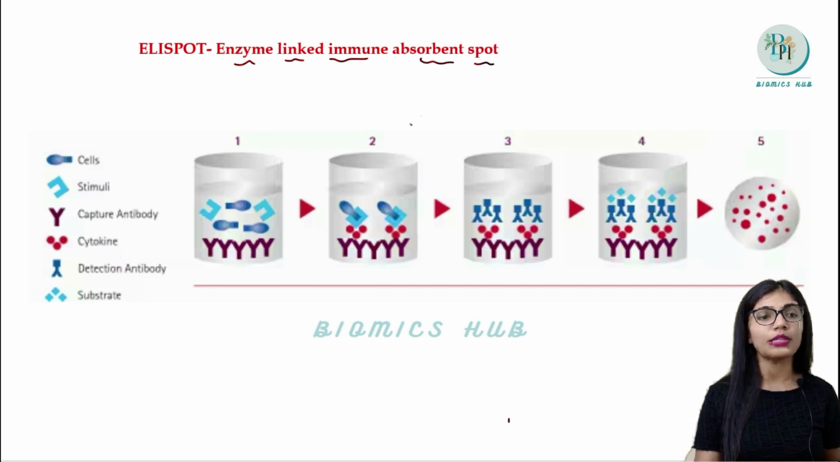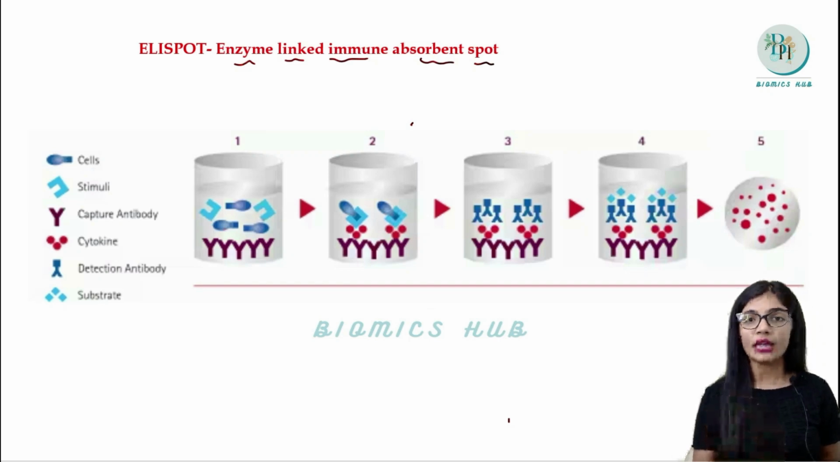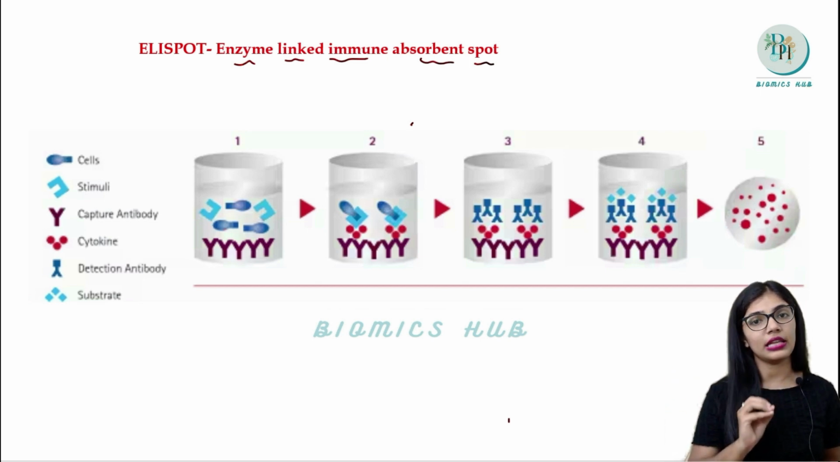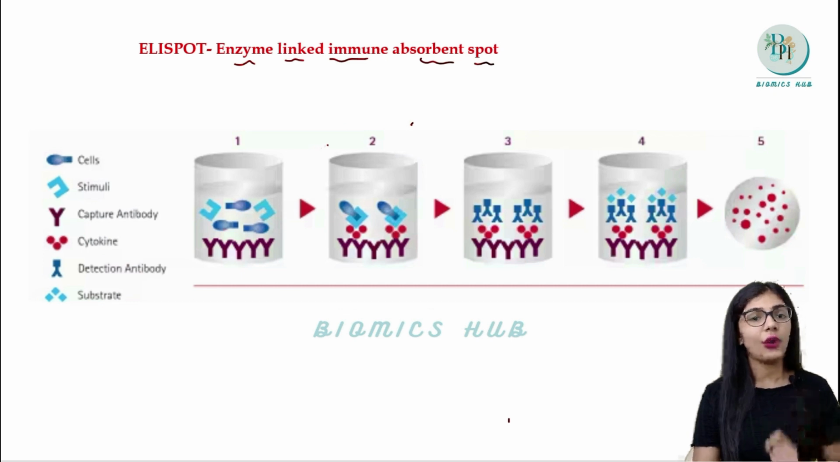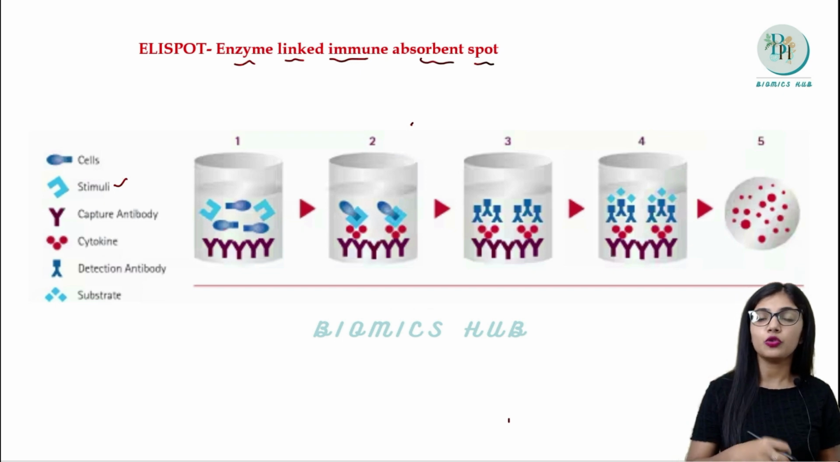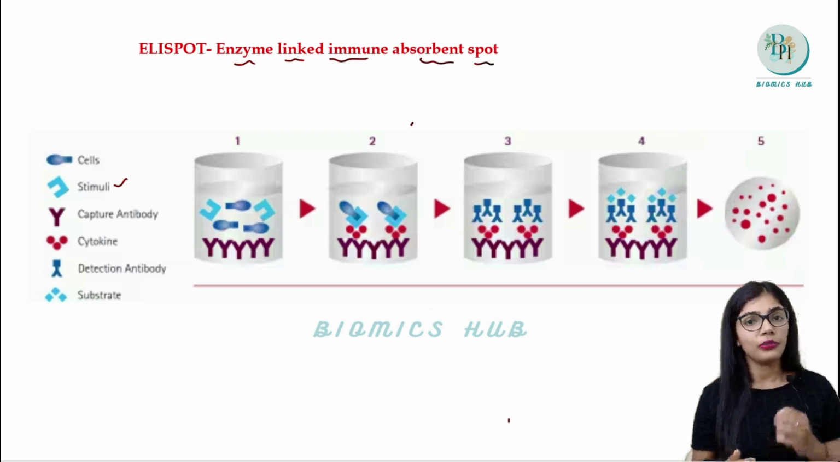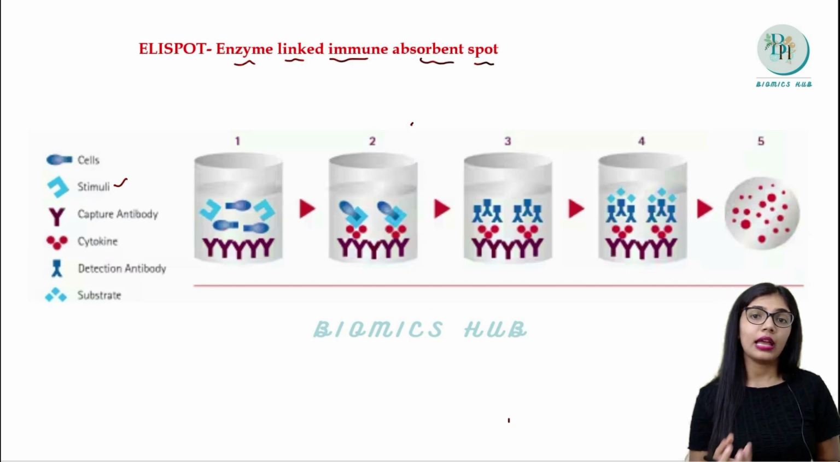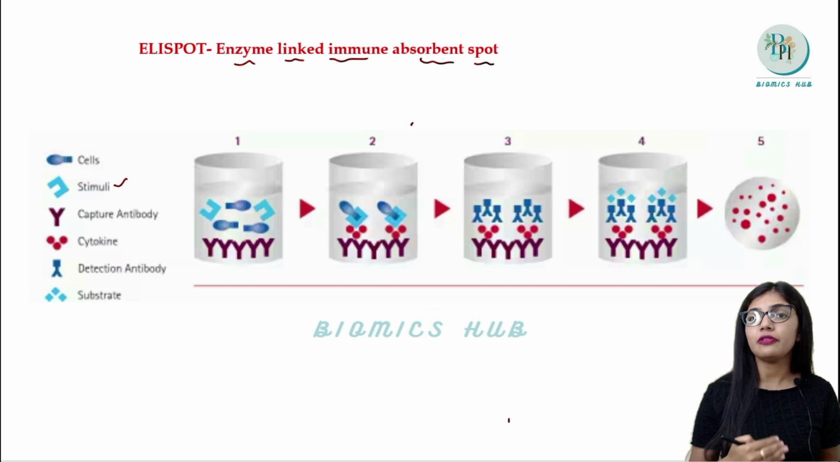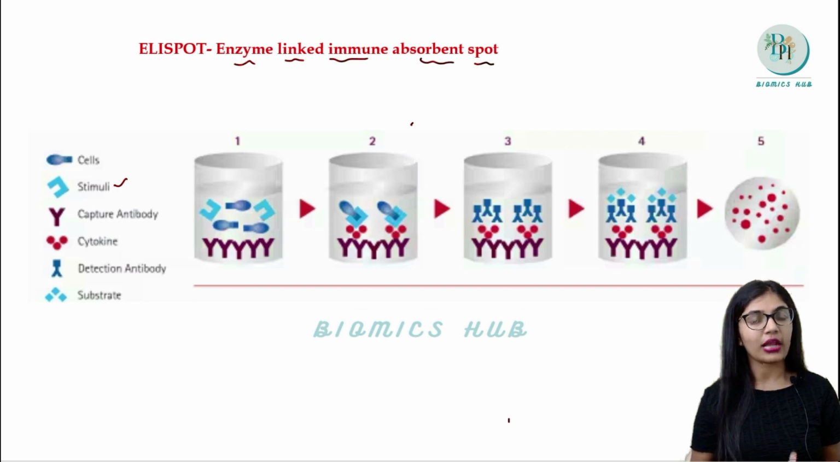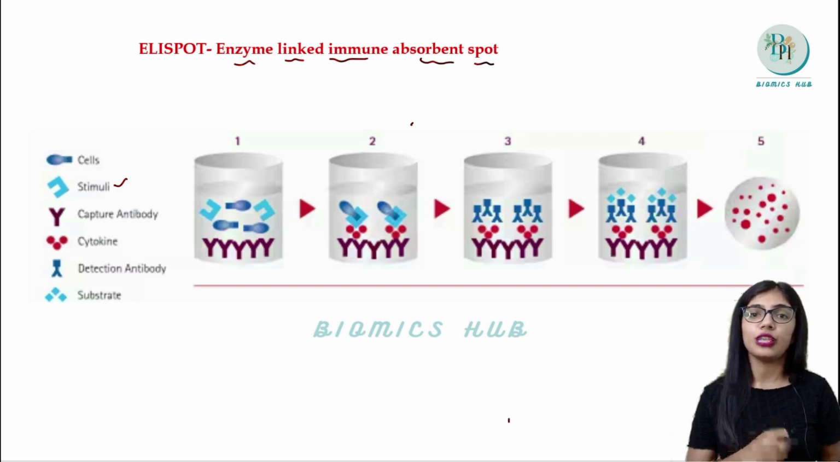The first thing required is a cell. Which kind of cell? Suppose we are targeting some cell and we want to know whether there is production of cytokine from that cell or not, specifically from one cell. That cell we can take in this technique. The second thing we require is the stimulus. Some cells can secrete the cytokine whenever they want. But in some cases, when the cell gets a stimulus for the secretion of the cytokine, only then can it release the cytokine. That is the reason why we are using the stimulus.